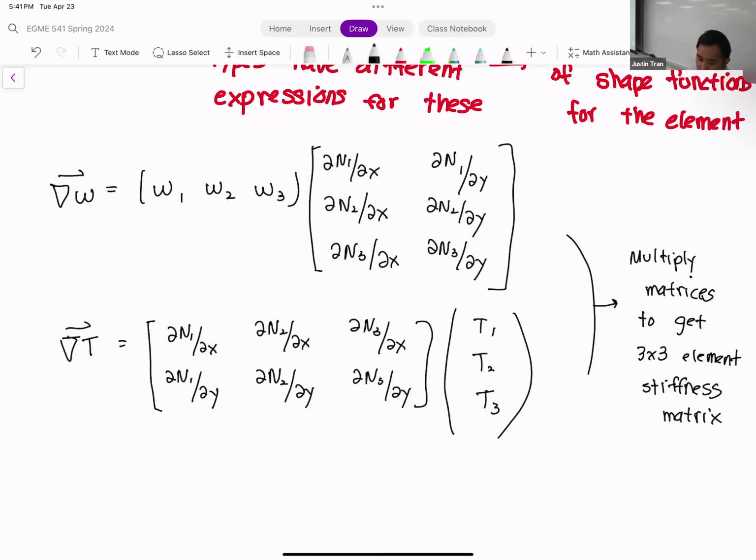I'm not going to write out the full expression for the element stiffness matrix again. That's the last thing that we wrote last time. And if you look at it, you'll understand why. It's very big and involves a lot of derivatives.